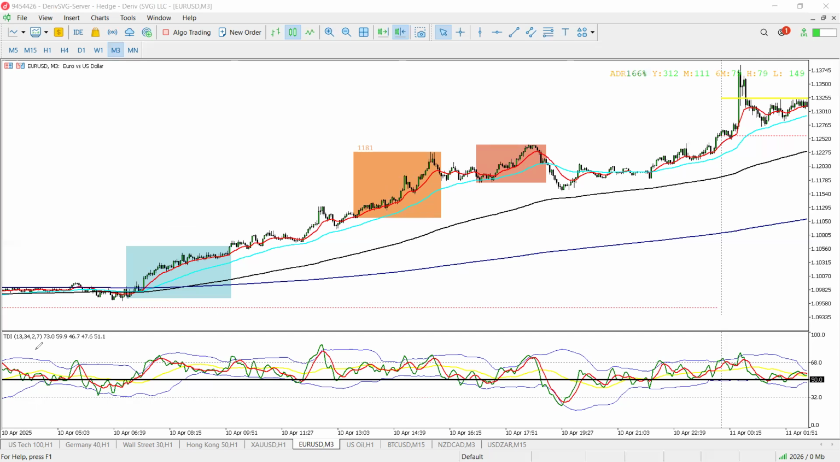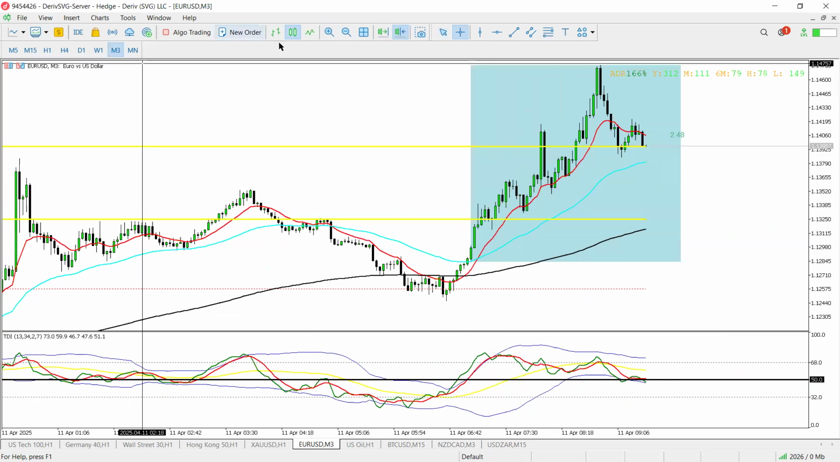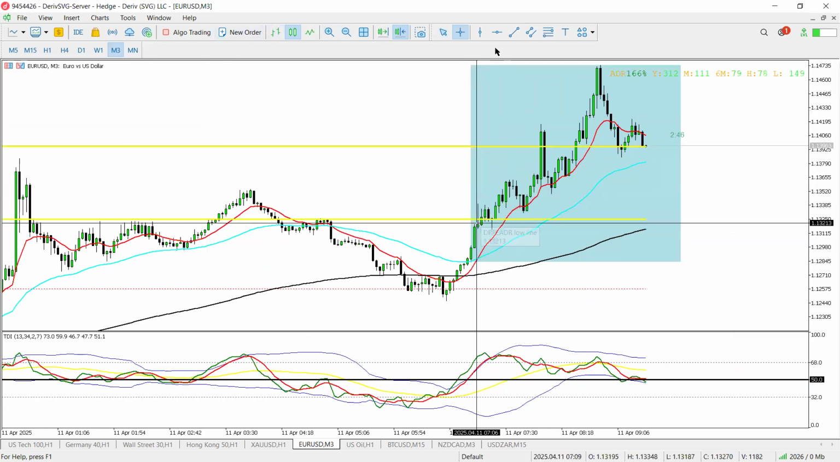Otherwise, I think that's it for me today, guys. I just wanted to share this EU trade and pinpoint the importance of your pin bar and also just understanding how your price is moving for better, precise entries.